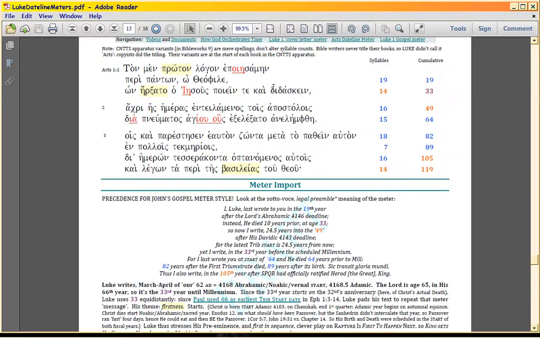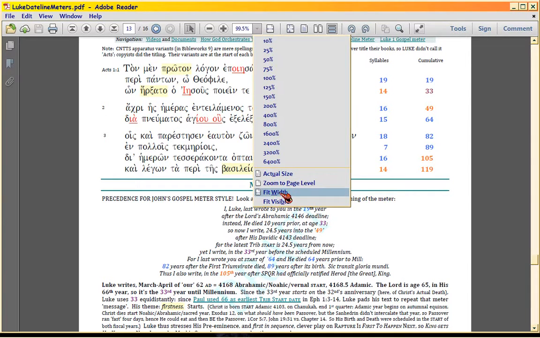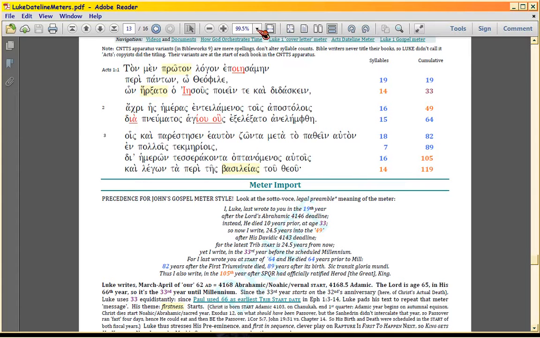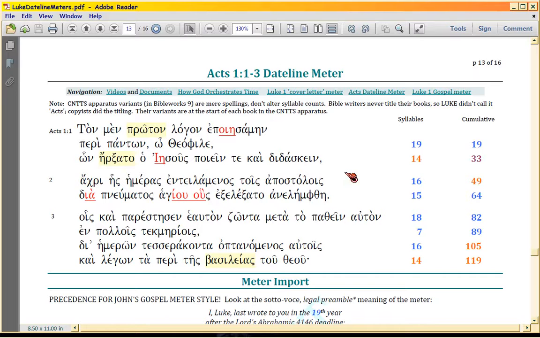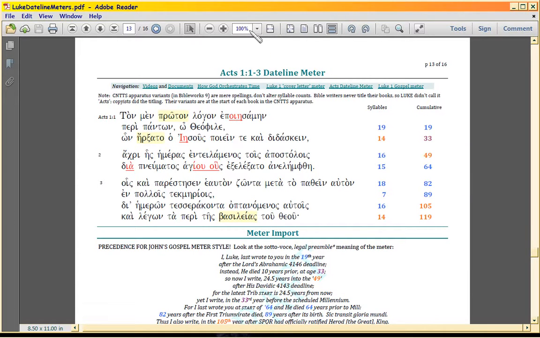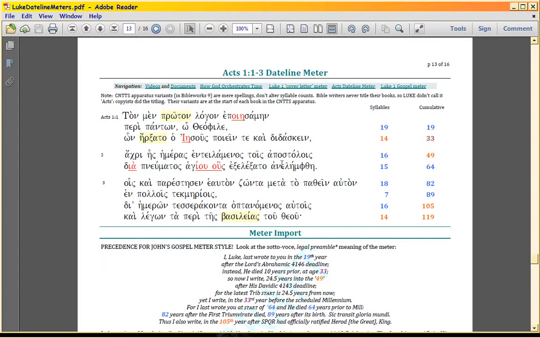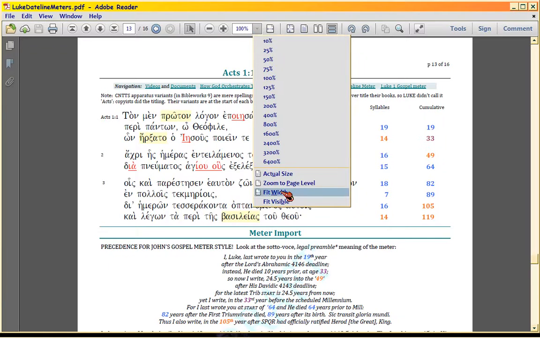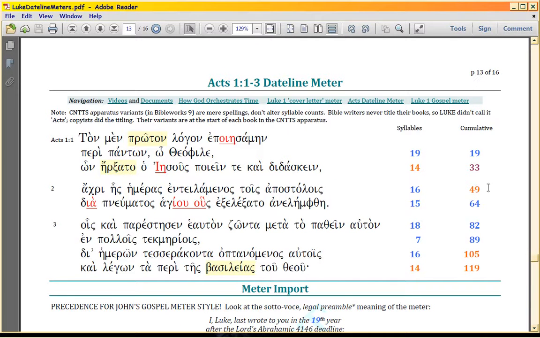Acts, Book of Acts. All right, let me make it bigger because now you'll be able to see it. It didn't work the right way. Okay, this is Acts 1 through 3. Dateline meter means the first time. See, here's our 49. You're not supposed to do that. The first time, I'm afraid to click on it now. The first time.